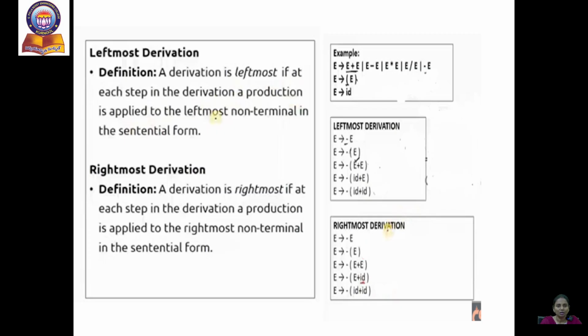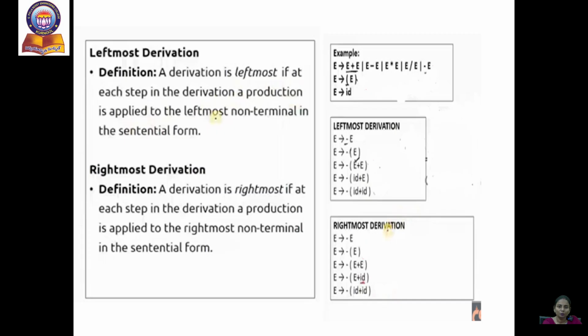Coming to the leftmost derivation, a derivation is leftmost if at each step in the derivation a production is applied to the leftmost non-terminal in the sentential form. Here we have considered the same grammar as the previous one. The example is: E can derive E plus E, E minus E, E into E, E by E, minus E, E within brackets, and ID. For this same grammar, we are now going to see the leftmost derivation and the rightmost derivation.